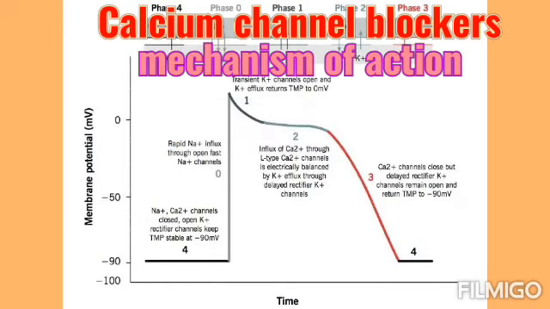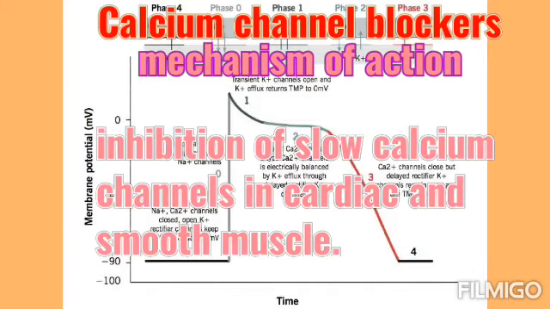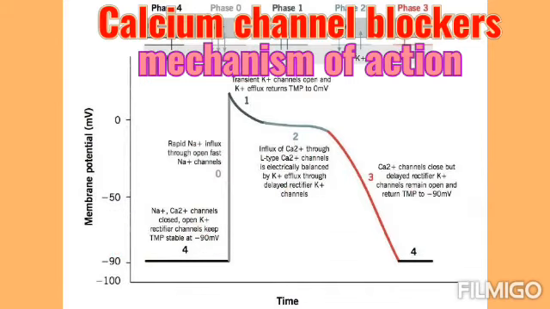Okay, so what is the mechanism of action? The mechanism of action of calcium channel blockers is inhibition of slow calcium channels in cardiac and smooth muscles. Because of this inhibition, calcium does not enter into the cardiomyocytes, and this will cause the heart rate to drop and the contraction of the heart to drop.